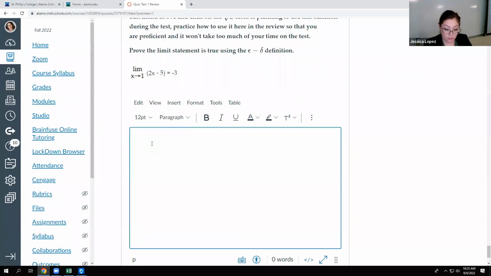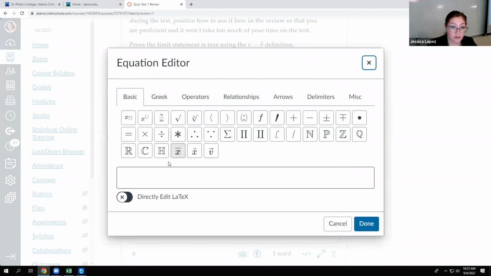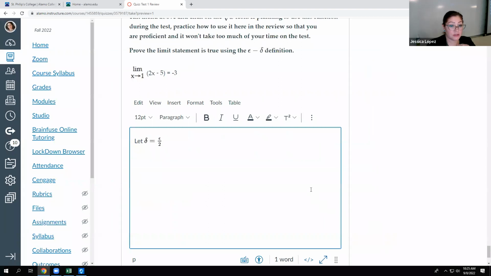So you're going to start your proof with "let," and I've got to get that delta in there. So I'm going to do my triple dots and this little equation thing. And notice there's a tab here that says Greek. So I'm going to hit my Greek tab, and there's my delta equals epsilon over 2. I just hit the fraction bar on the number pad on the keyboard, and it automatically made a little fraction. I didn't do anything crazy. I just clicked epsilon, hit the fraction on my keyboard, and then calculate. That's what you need to start.